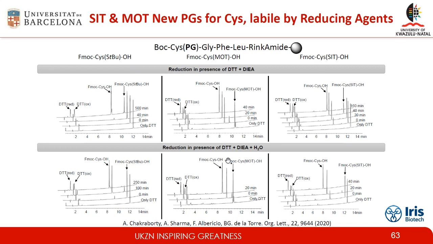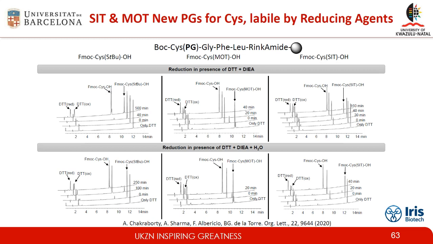And in this model peptide, as you can see, after 500 minutes, with DTT in diisopropylethylamine, the Cys tert-butyl is still stable. Here in 20 minutes, or almost less, all MOD is removed. And here with SIT, we need about 40 minutes, a little bit more than 40 minutes to remove the SIT.